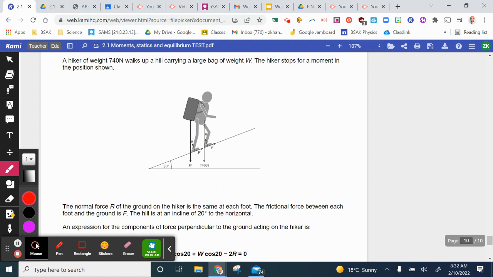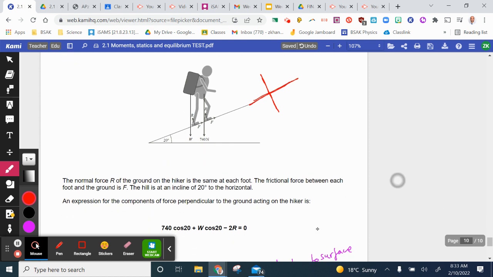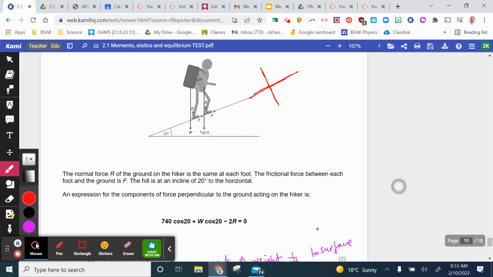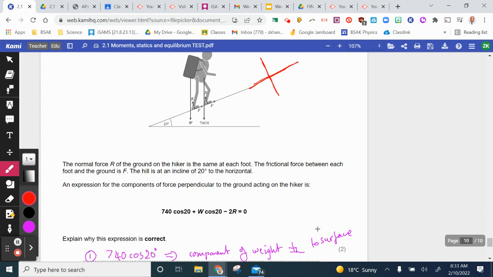is equal to zero. So what we do is we start to consider forces in the direction perpendicular to the slope and parallel to the slope. Okay, so these are the axes which we look at when an object is on an incline. Now, perpendicular to the slope are the components in the expression below. So 740 cos 20 plus W cos 20 minus 2R.